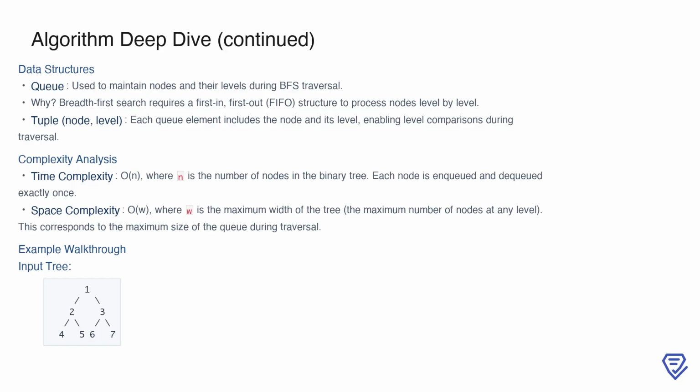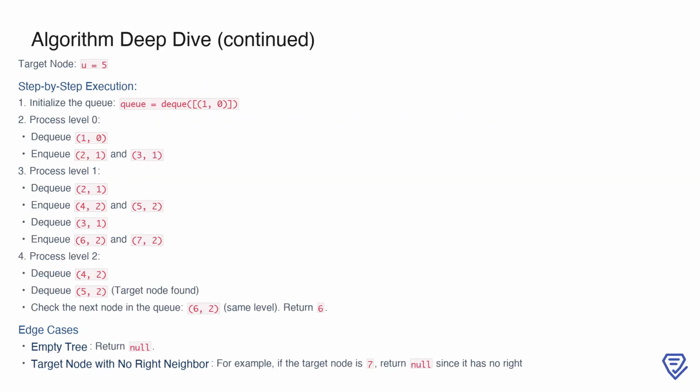To illustrate, consider a binary tree structured so that the root has two children, and each child has two children of its own. This structure creates a tree with increasing width at each level, which the queue handles seamlessly during BFS. Now, let's walk through a concrete example to see how this algorithm works in practice.